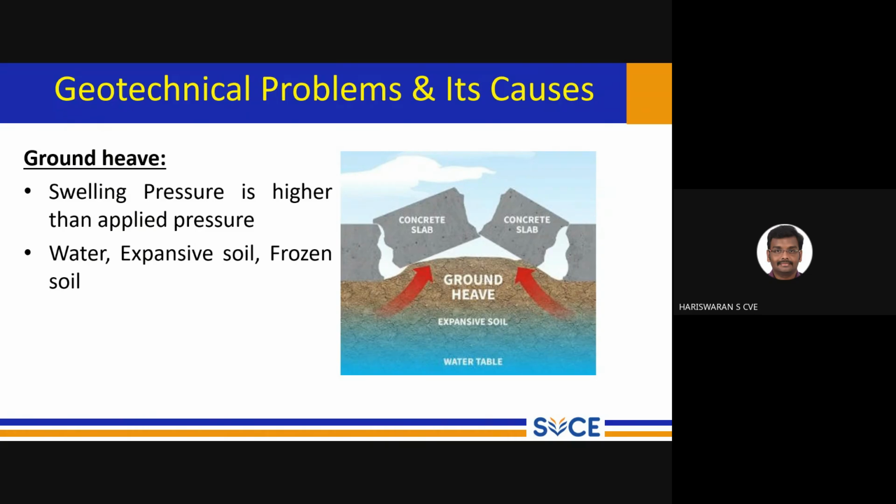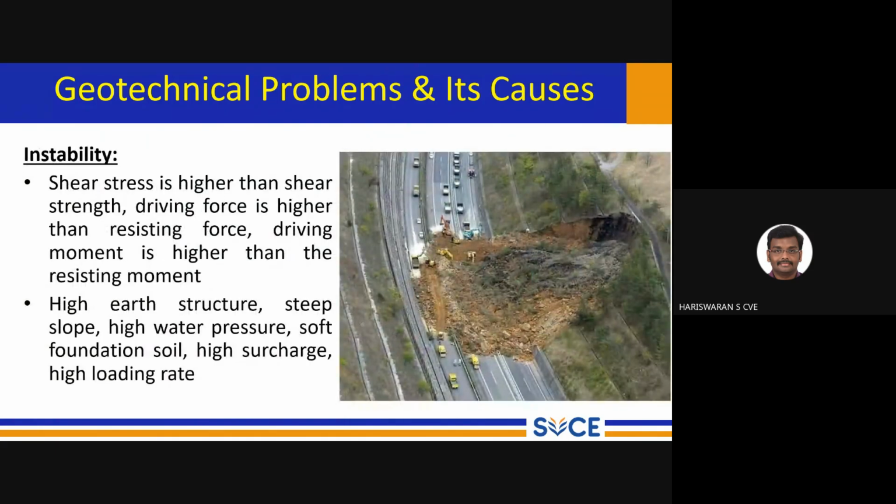Whenever the soil undergoes freezing, the volume increases. Once again, when we get normal temperature, it thaws and comes back to the liquid form. The process is repeated. Ultimately, the overall volume of the soil increases. Finally, we get this type of heave.